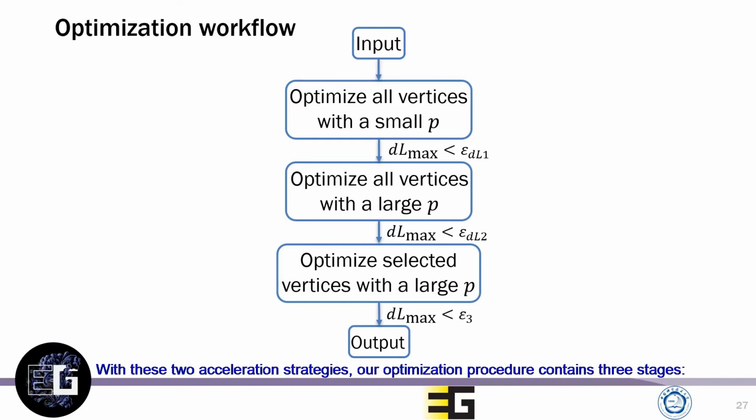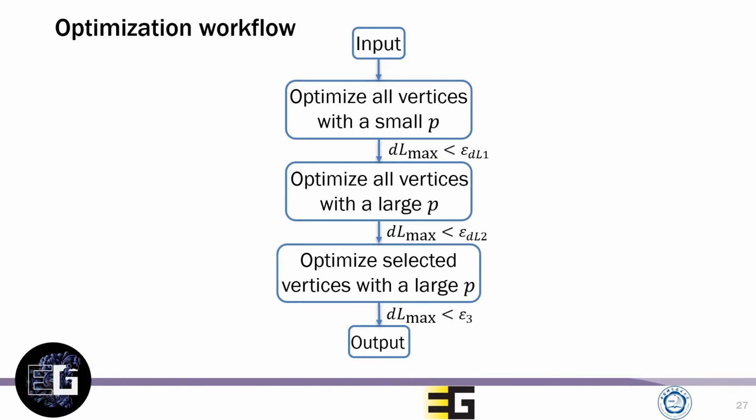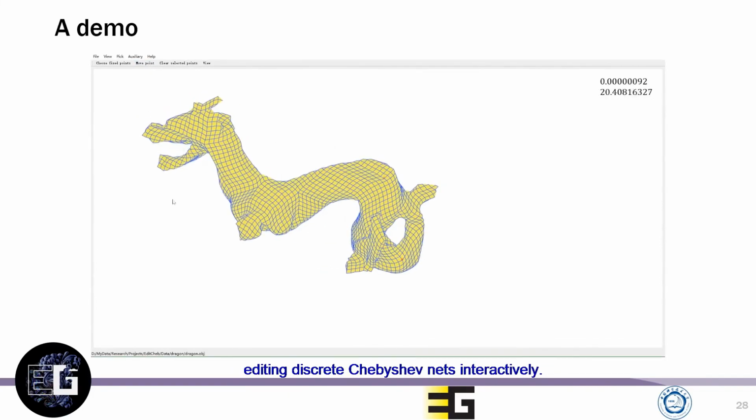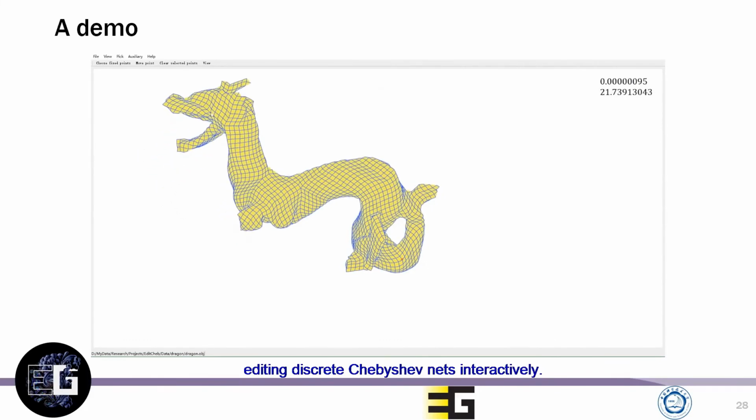With these two acceleration strategies, our optimization procedure contains three stages. The first is optimizing all vertices using a small p. The second is updating all vertices using a large p. And the third is optimizing the selected vertices with a large p. Here we show a demo to demonstrate that our method can achieve editing discrete Chebyshev nets interactively.